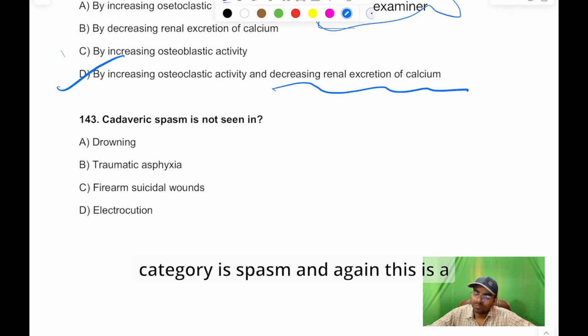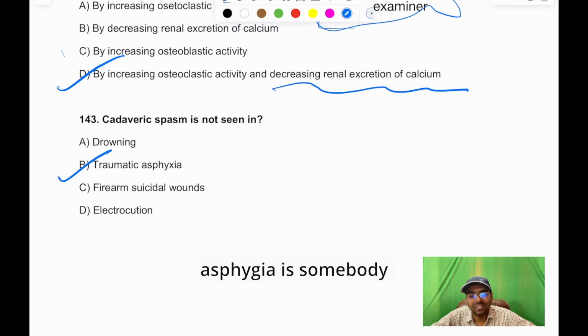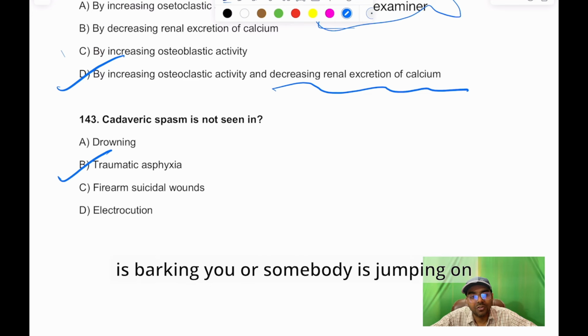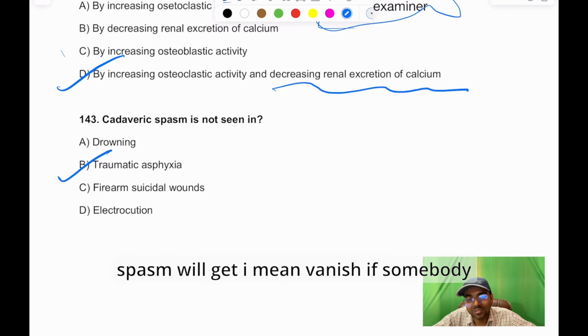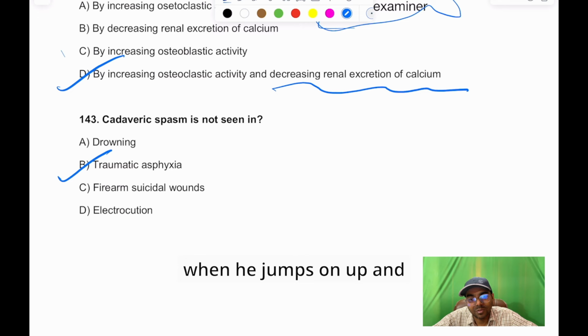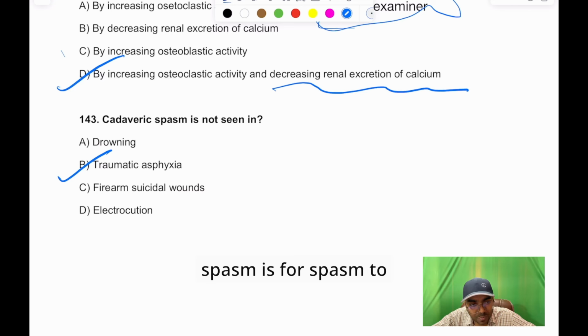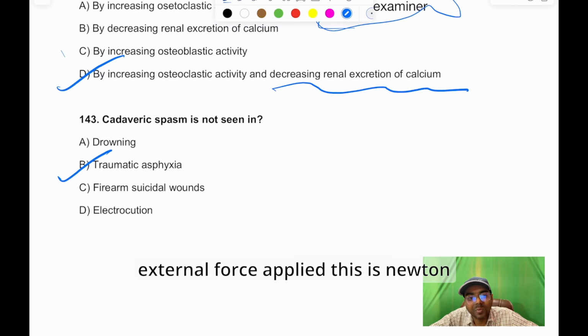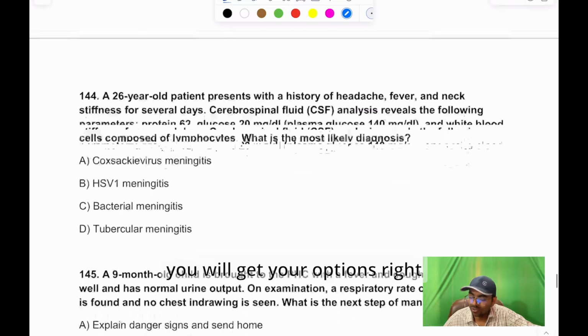Cadaveric spasm, and again this is factual. In traumatic asphyxia, if somebody is burking you or somebody is jumping on your chest, even if you get these spasms, then this spasm will vanish. If somebody jumps up and down, how can there be a spasm? For the spasm to persist, there should not be an external force applied. This is Newton's first law. So just relate and you will get your options right.